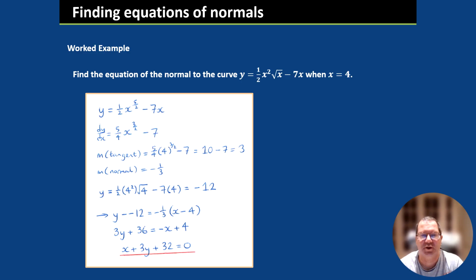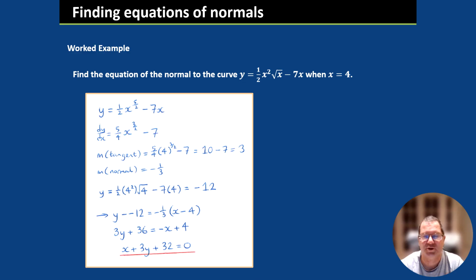For our next worked example, we're looking at the equation of a normal. Find the equation of the normal to the curve y equals half x squared root x minus 7x when x is equal to 4. So again, to start off, I've rewritten it in index form. So y equals half x to the 5 over 2 minus 7x. And when we differentiate that, we get 5 quarters x to the power of 3 over 2 minus 7.